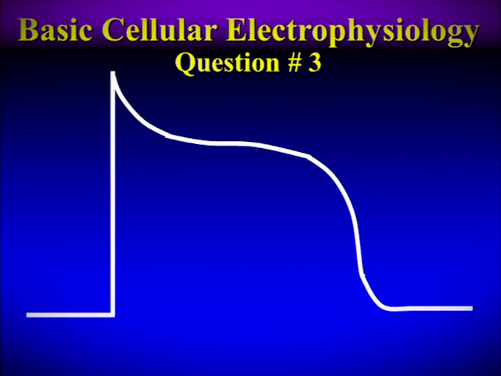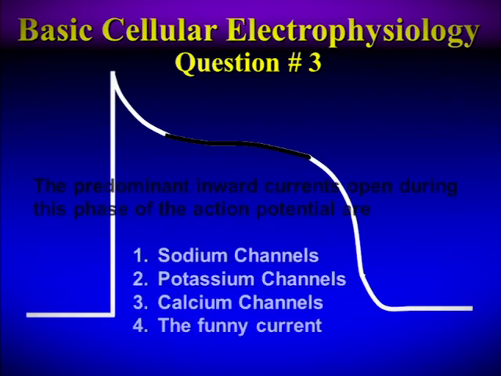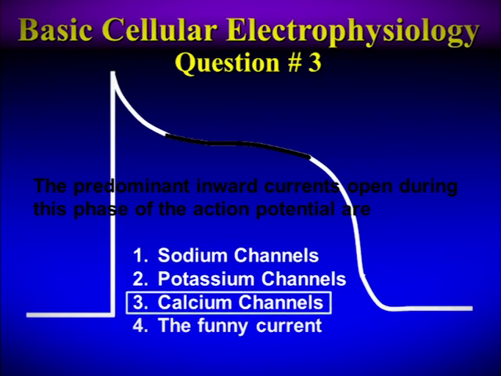Number 3, here's the ventricular action potential, and we're going to look at this part of it and have you tell me, what are the predominant inward currents that are open during this phase of the action potential? Are these sodium channels, potassium channels, calcium channels, or the funny current? So here we're at phase 2. We talked about this plateau period being a balancing act, and the predominant inward current is calcium channels.